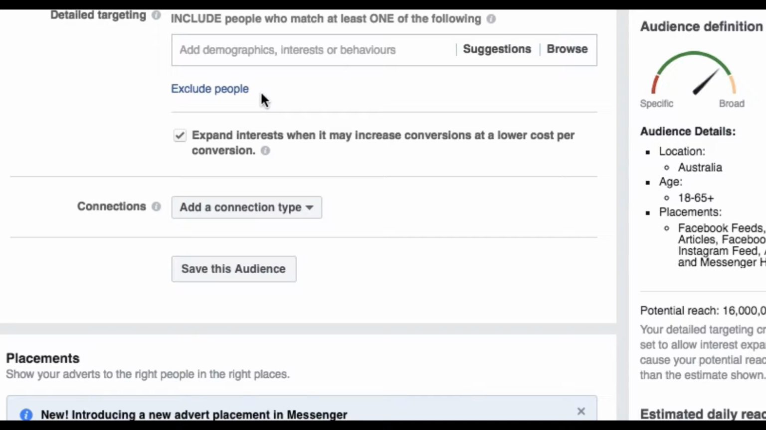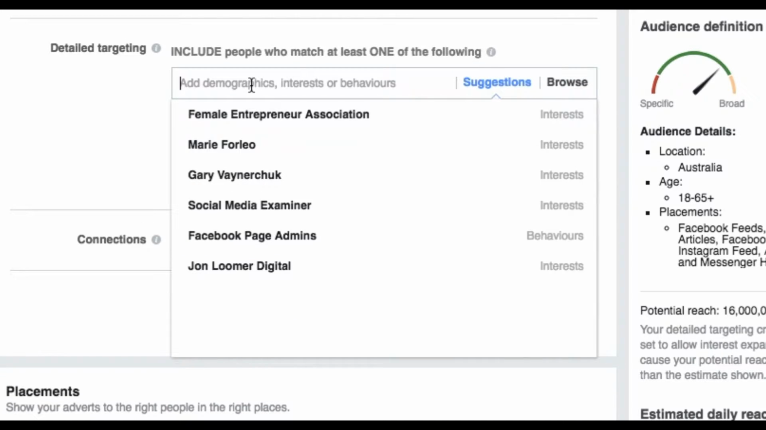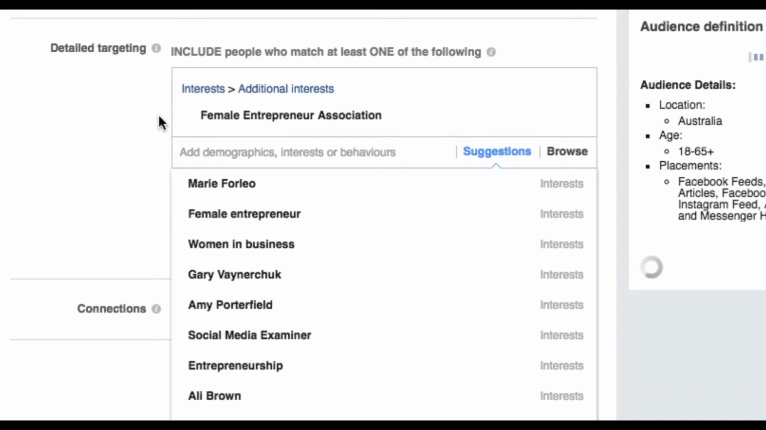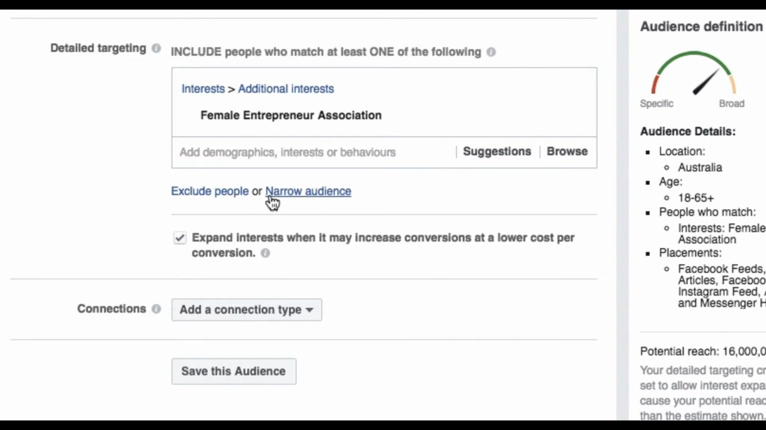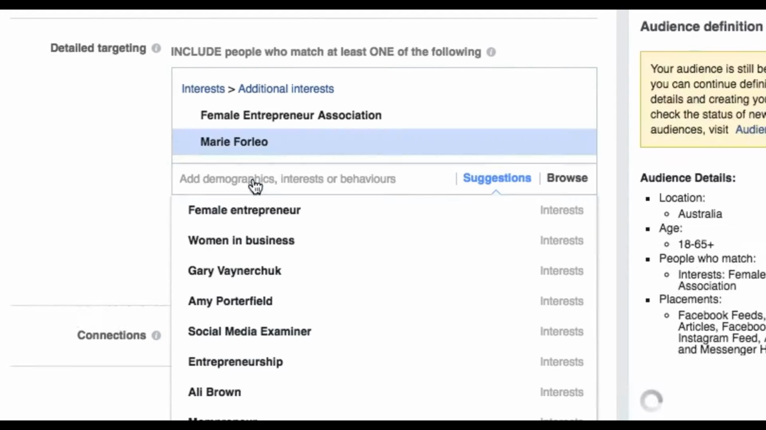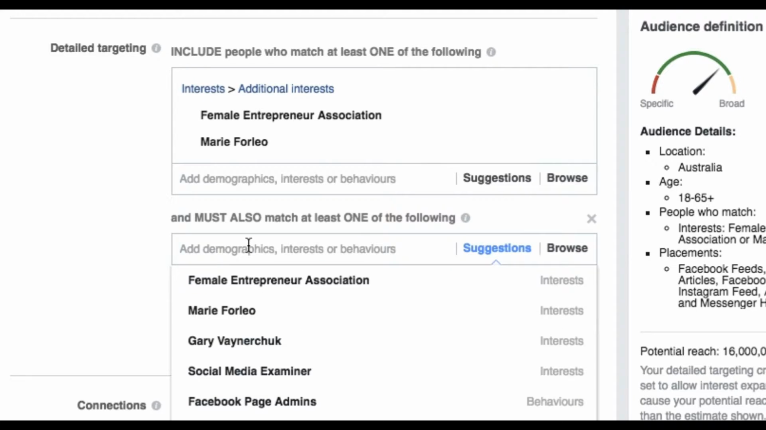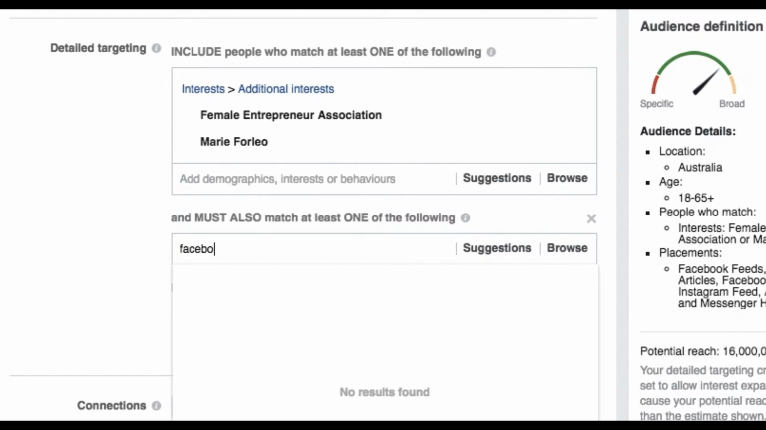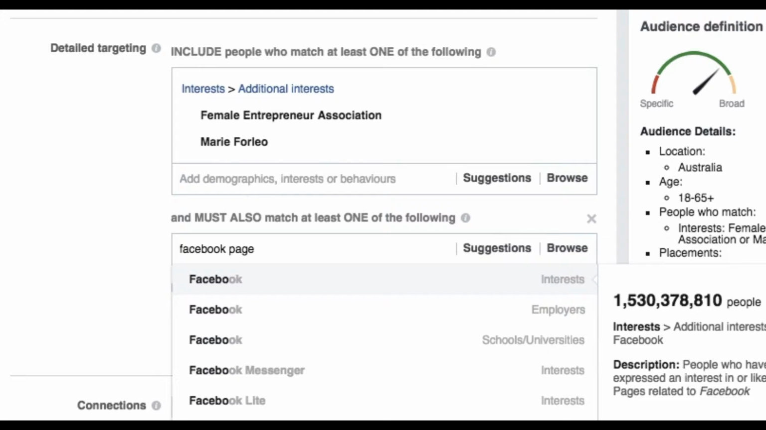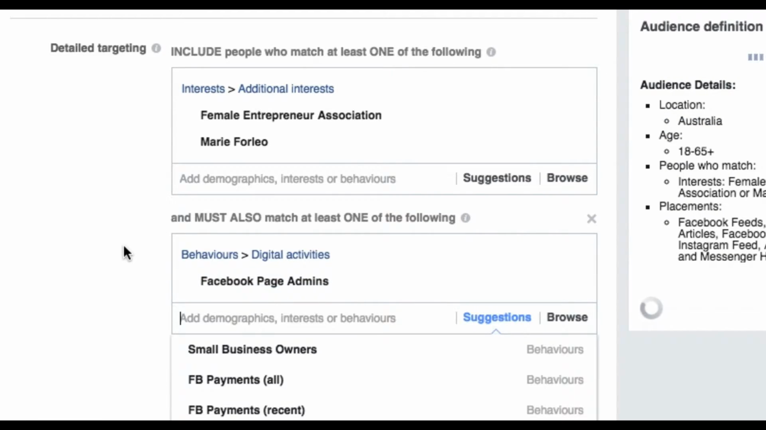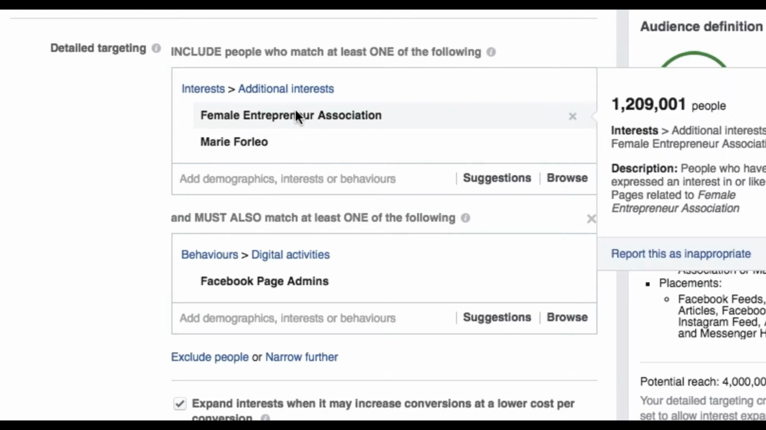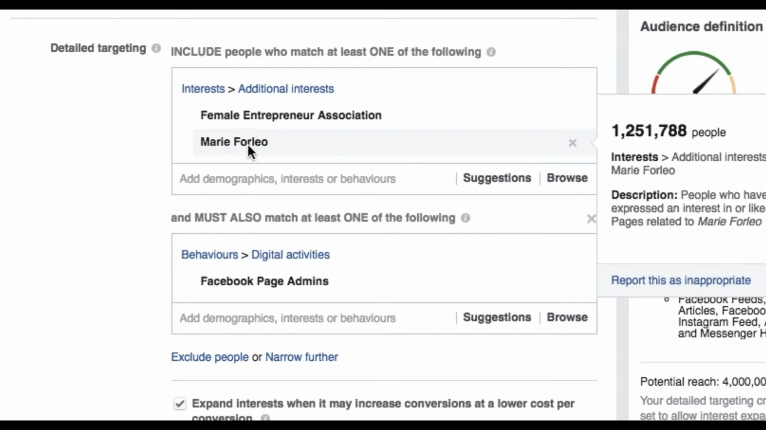Now, once you've gone through and done that, what I want you to keep in mind is this narrow audience button and this exclude people button. So what most people do is they just go here and they type in as many people as they can, and that's where they go. Now, what I want to show you is if you actually hit this narrow audience button, what you're doing is saying, so if I want to go Facebook page admins, and I know this is here because I've used it many times. So now what I'm saying is these are and statements. So these are or statements.